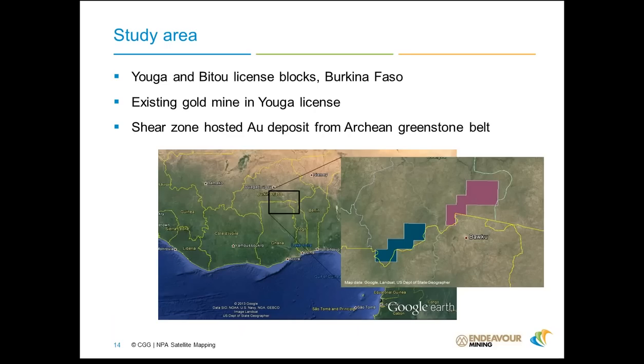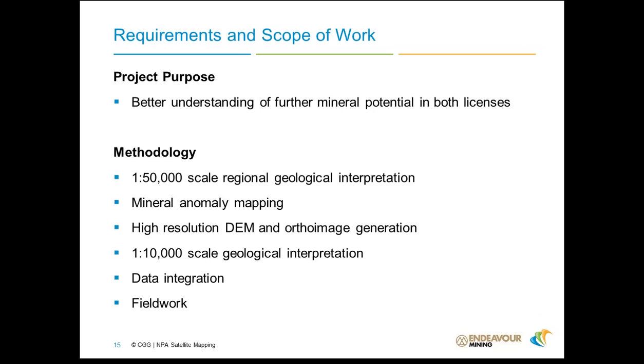The Yuga block, the blue one to the south, has an existing gold mine, and the Bitu block is a northern block. This area is already known to be part of quite an extensive gold deposit, and therefore it was essentially trying to find out what other potential there might be in this region. This is particularly important for the northern block, where they hadn't found any viable targets, as well as in the southern block, to see if there was any more extension to the southwest of where their mine was.